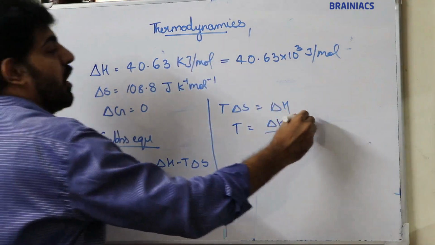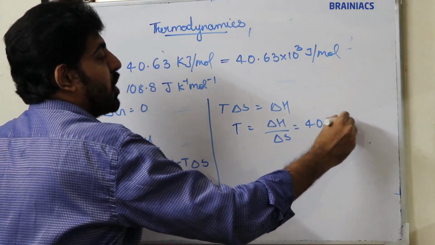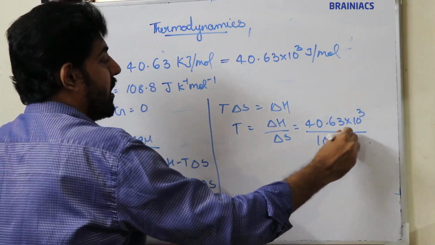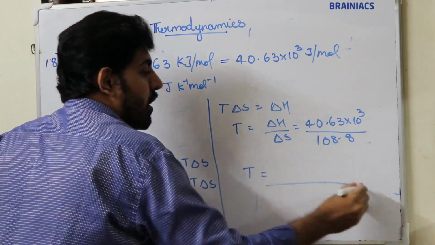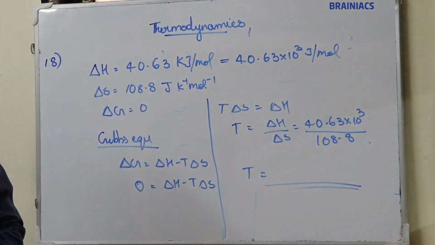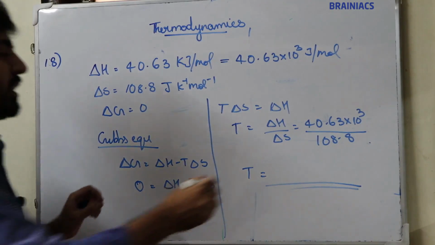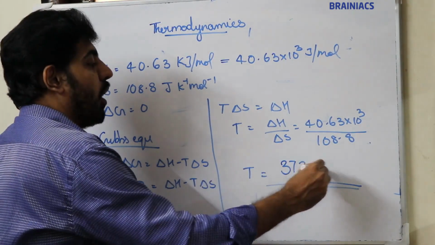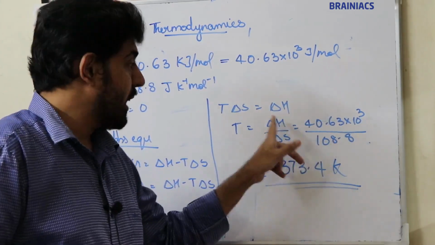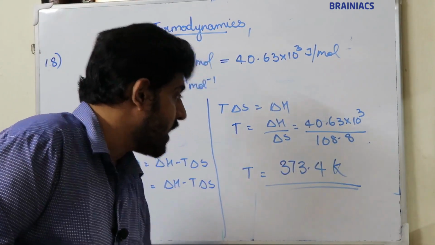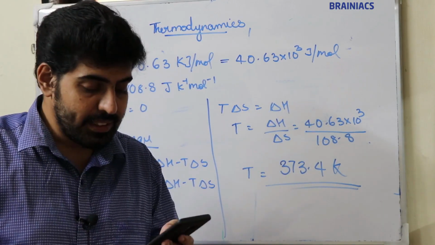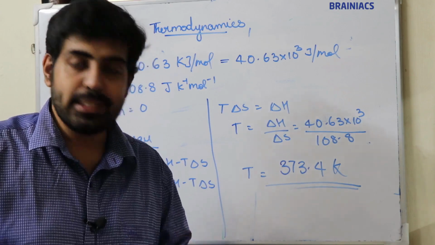What is delta H? 40.63 into 10 raised to 3, and delta S is 108.8. Now if you divide this number by this number, delta H by delta S, you will get nearly 373.4 Kelvin. Answer option 3. I think it's clear. Option 3 is the right answer.